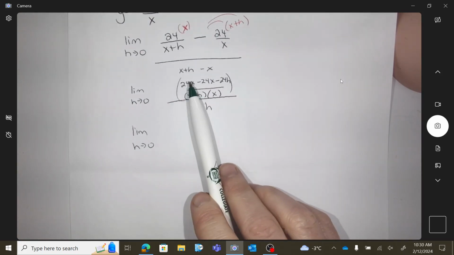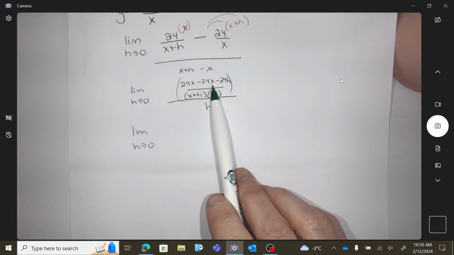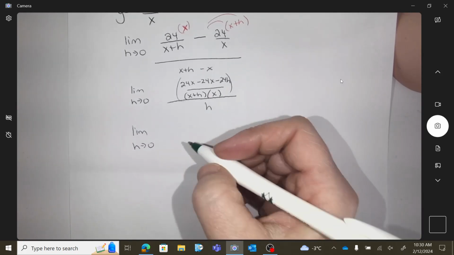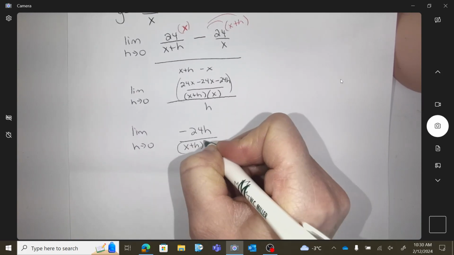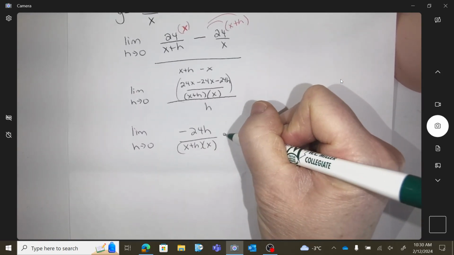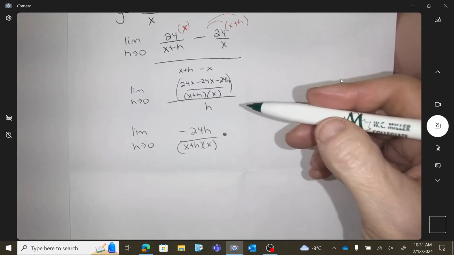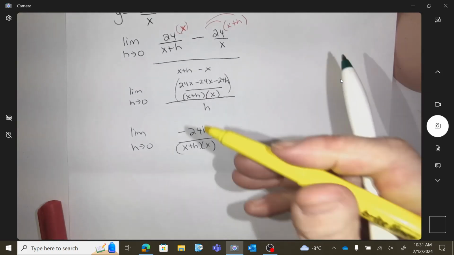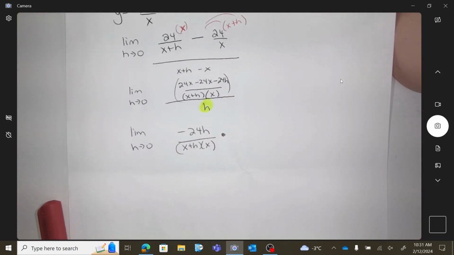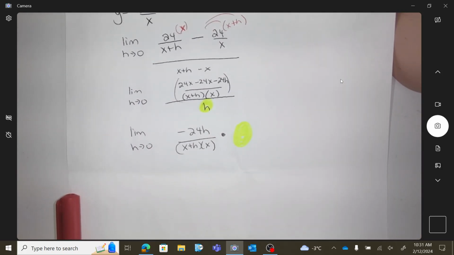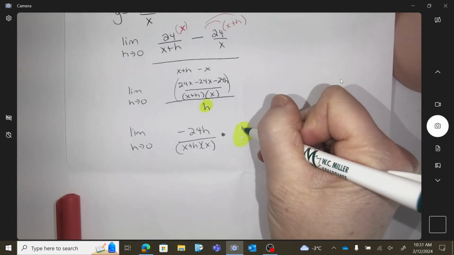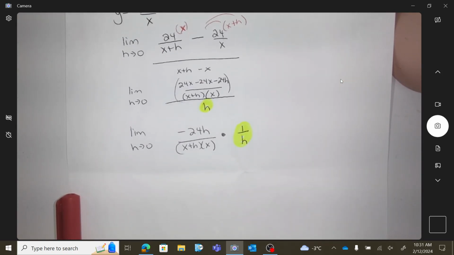Okay, so here's something I'm going to do. Get rid of those x's. So I'm just going to go minus 24h over that bottom. And then instead of dividing by h, I'm going to write times flip.